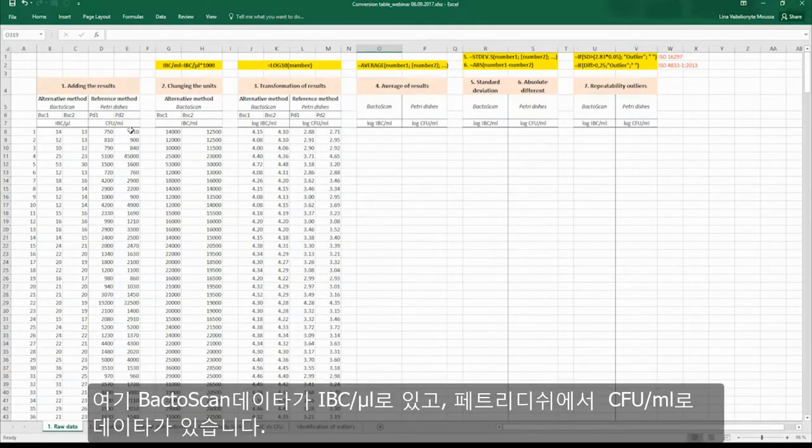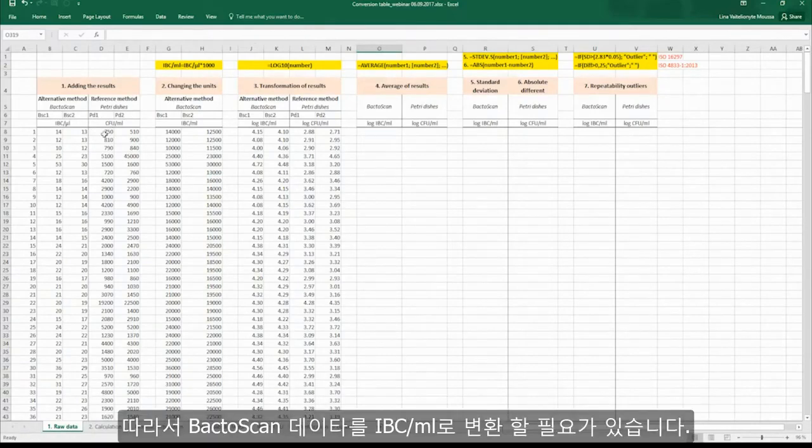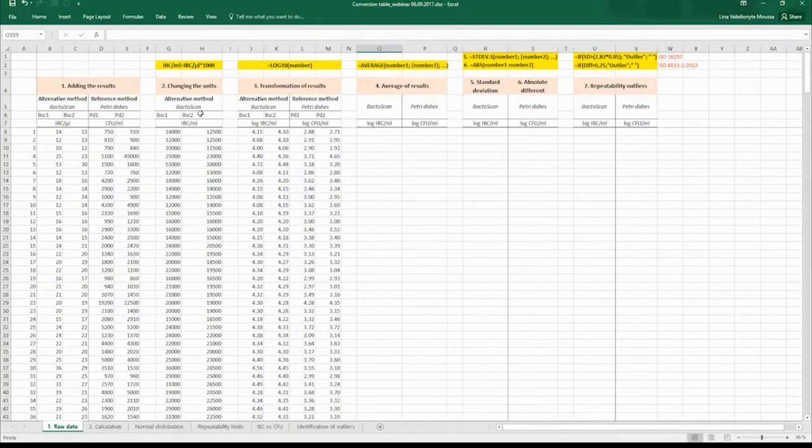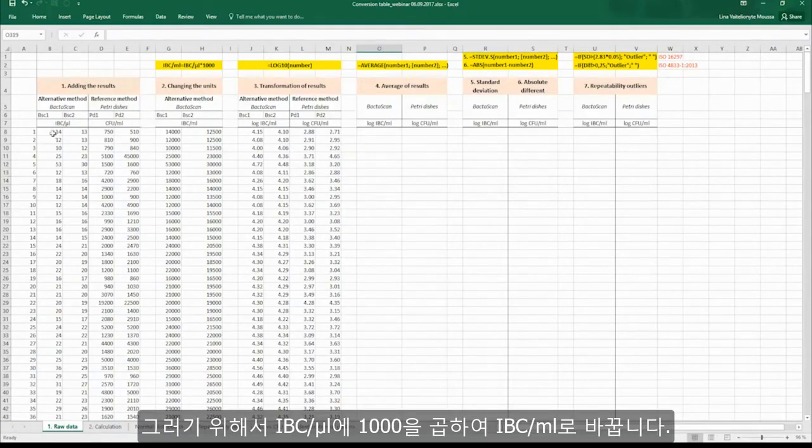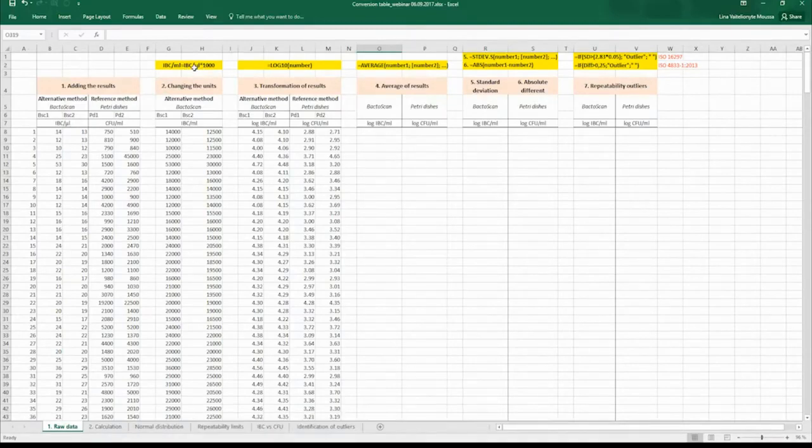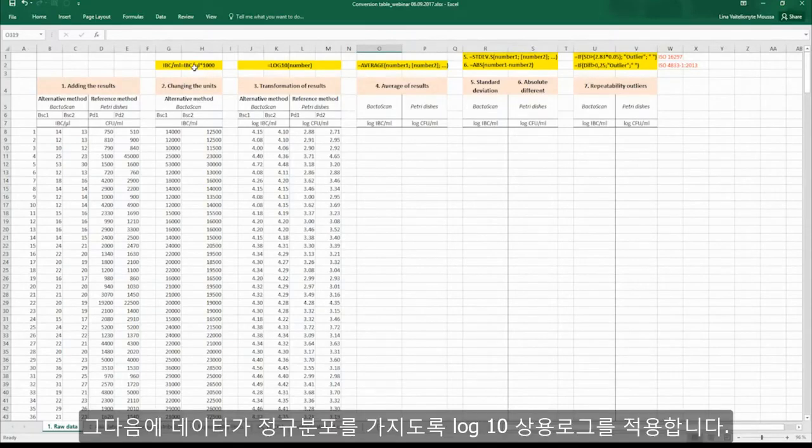Further, we had data from BactoScan in IBC per microliter, and from Petri dishes we had data in CFU per milliliter. To align both of them, data from BactoScan were calculated to IBC per milliliter. To do so, IBC per microliter was multiplied by 1000, and we got IBC per milliliter. In order to have normal distribution of our data, all data have been transformed to logarithmic scale.